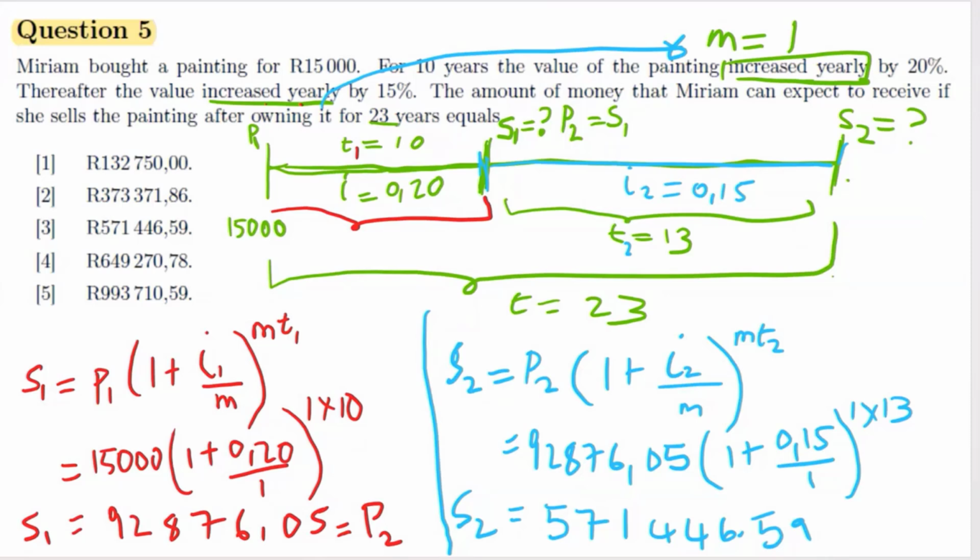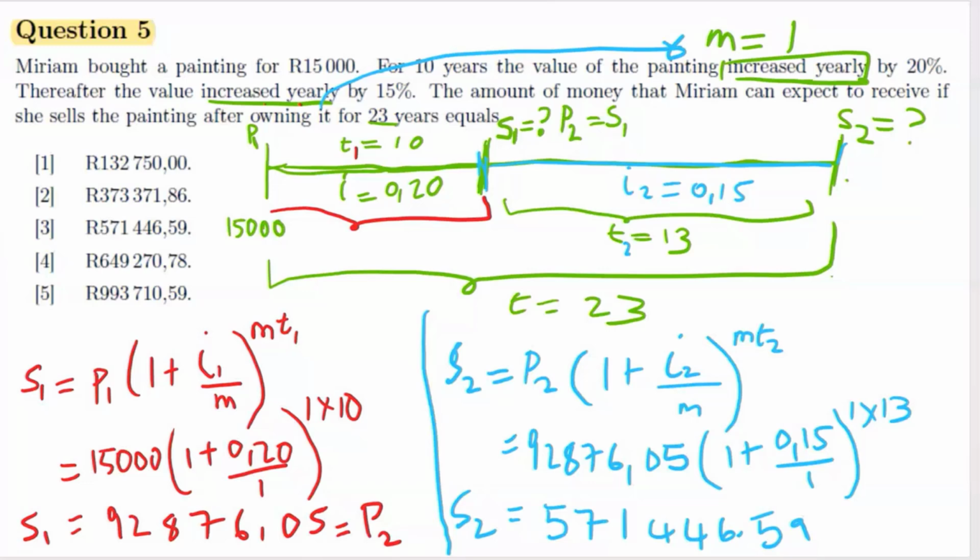The question is saying the amount of money that Miriam can expect to receive if she sells the painting after owning it for 23 years. What is the amount that Miriam is expecting to receive? I would like to get some answers from the choices that we have there. What will be the answer? That is the question to you. Good. What is the correct answer there? What is our correct answer? Option 3.